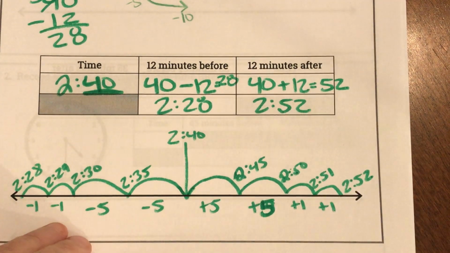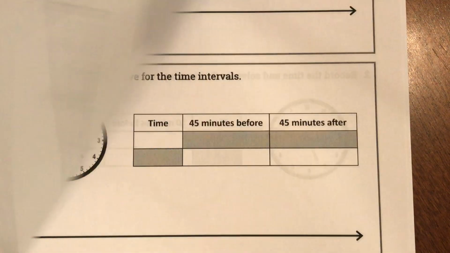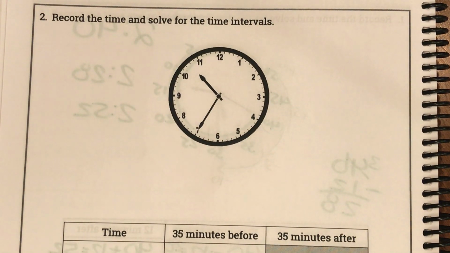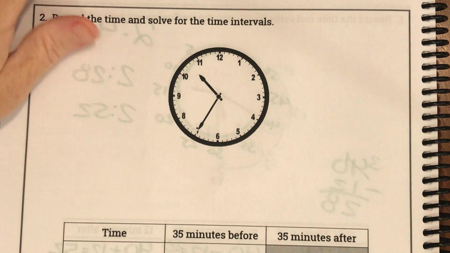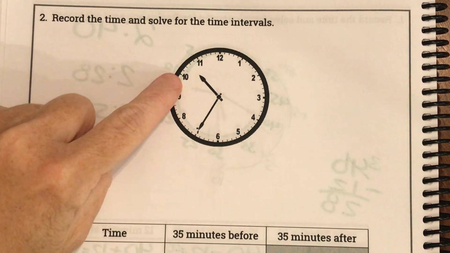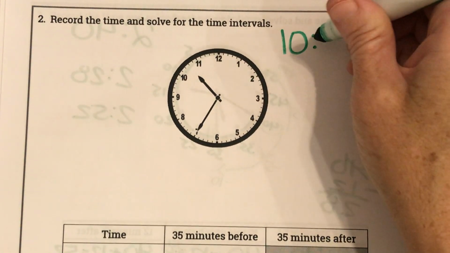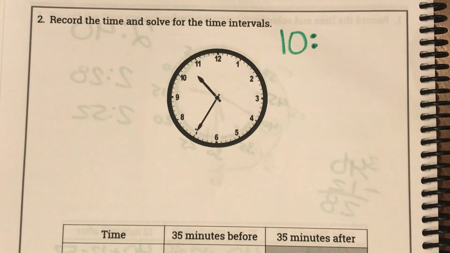Okay. Turning the page, ladies and gentlemen, to page 137. Let's try one more together. Okay, so it says record the time and solve for the time intervals. So when I look at my hour shorthand, it's after the 10, but not at the 11 yet. So it's 10. Let's put our colon to separate our minutes.